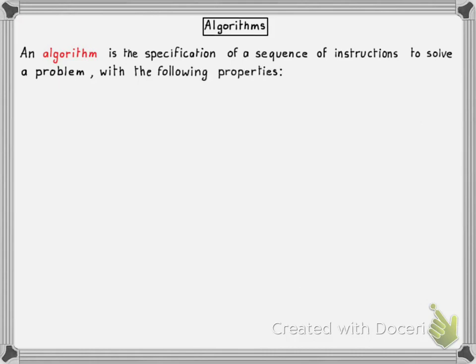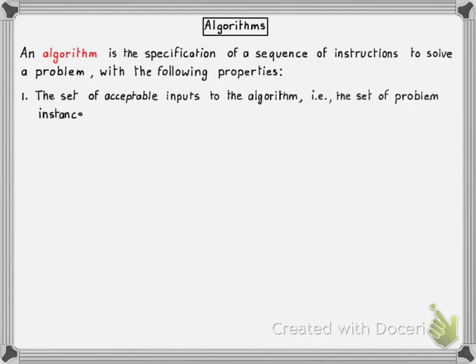Now, to be an algorithm, you must have the following properties. These are required properties of an algorithm. First of all, the set of acceptable inputs to the algorithm, that is, the set of all the problem instances that it's supposed to handle, must be fully specified. There can't be any ambiguity in terms of what are the acceptable inputs to the algorithm.